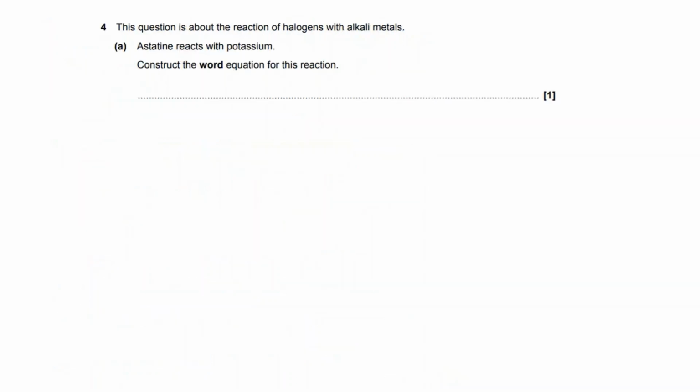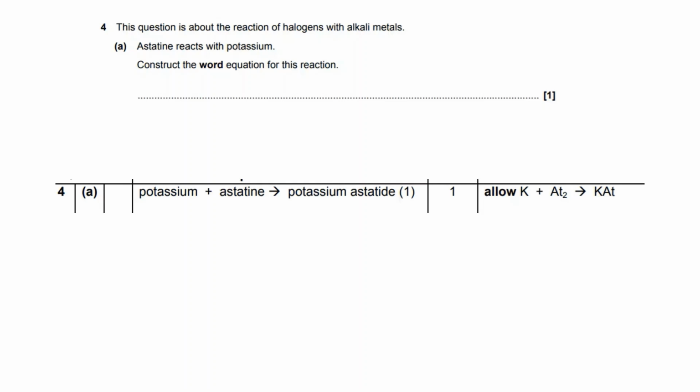This question is about the reaction of halogens with alkali metals. Astatine reacts with potassium. Construct the word equation for this reaction. So there it is. Potassium plus astatine gives you potassium astatide.